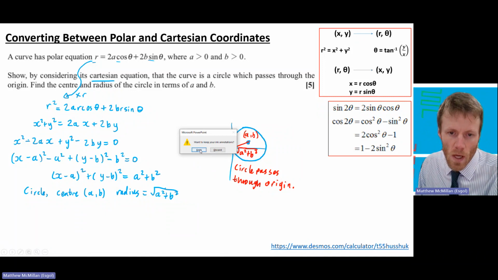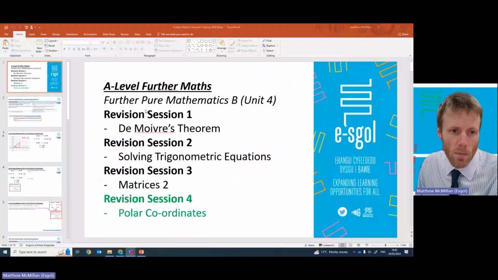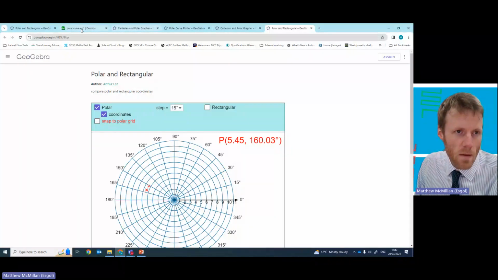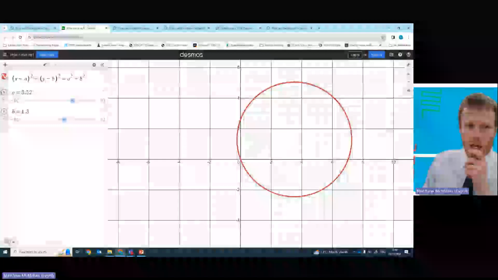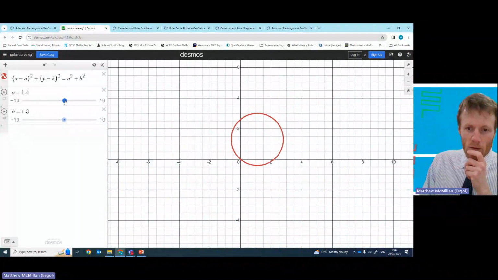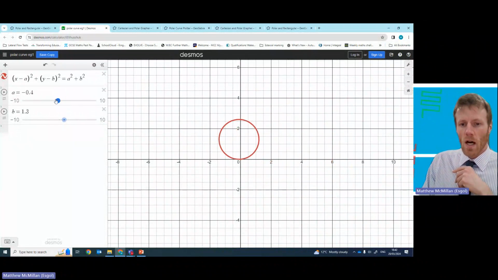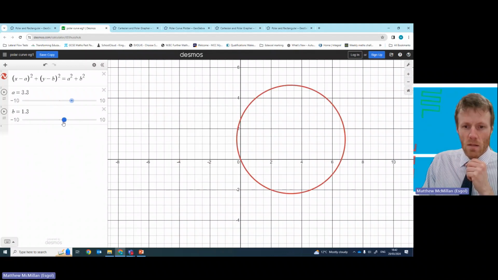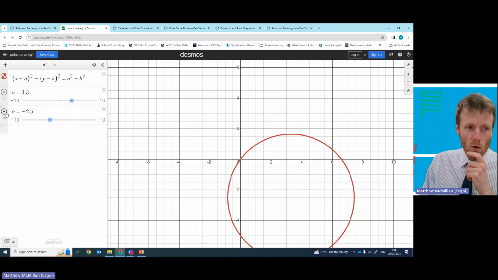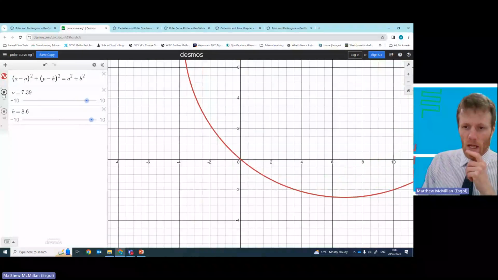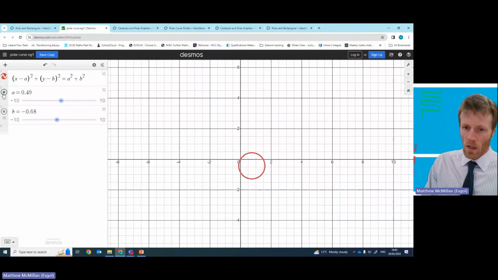So I'm just going to come out of the PowerPoint and jump into here. So here is the equation set up on Desmos. Let's make it a bit bigger. And you can see as I change the a value, the circle changes, but it is always going through the origin. And as I change the b value, you can see how the circle changes, but it's always going through the origin. If we just set both of them to play, you'll see whatever the a and the b value are, you'll always get a circle going through the origin.